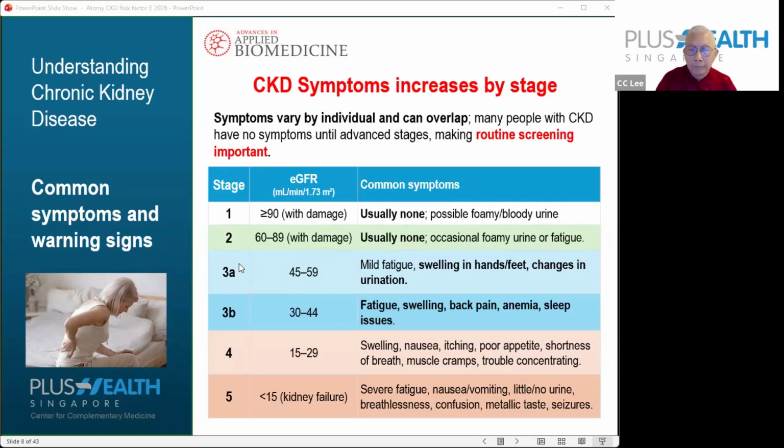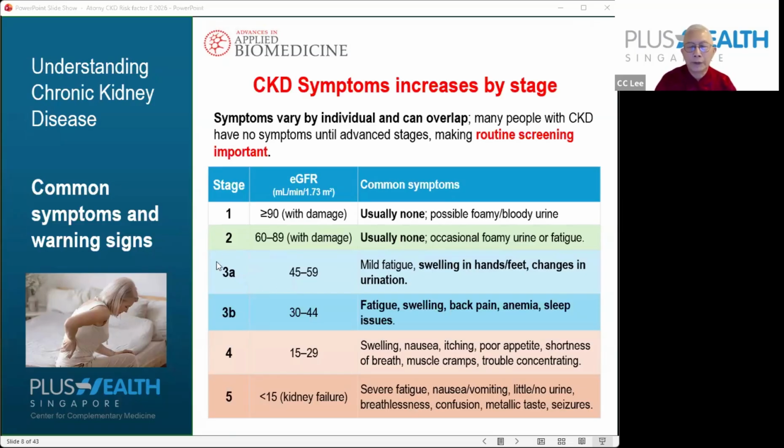And if you stay on for the next session of this talk, you will understand that CKD patients at stage 3 and stage 4 have a very different dietary and supplementary requirement compared with those people in stage 1 and stage 2. Right? Just a reminder for you, a heads up for you.